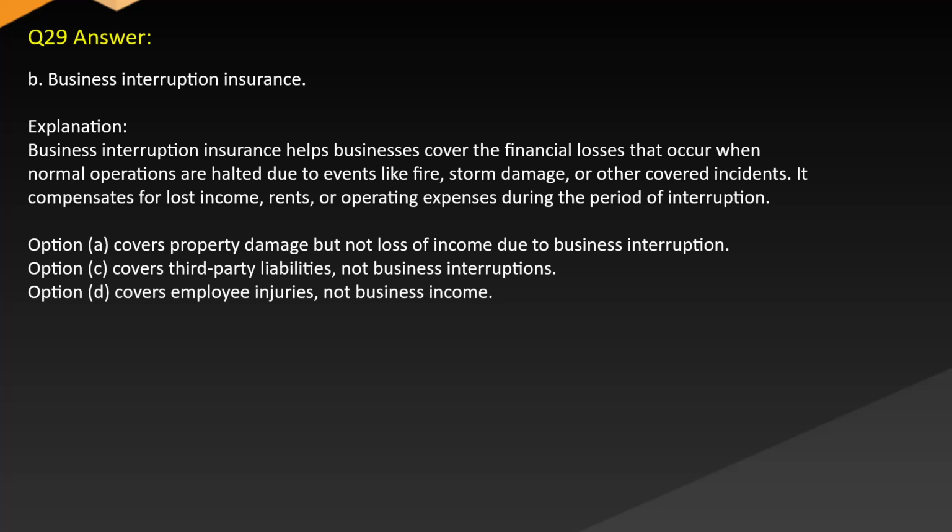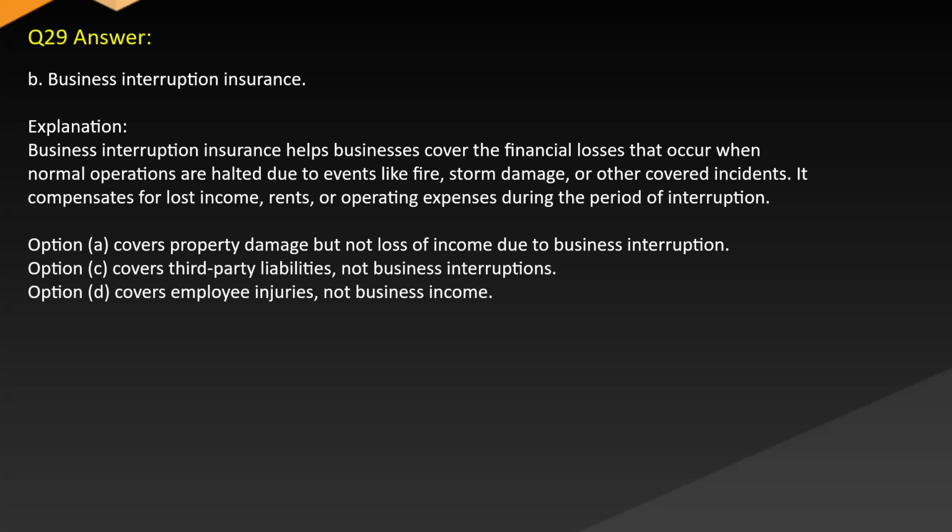Answer B. Business interruption insurance. Explanation. Business interruption insurance helps businesses cover the financial losses that occur when normal operations are halted due to events like fire, storm damage, or other covered incidents. It compensates for lost income, rents, or operating expenses during the period of interruption.